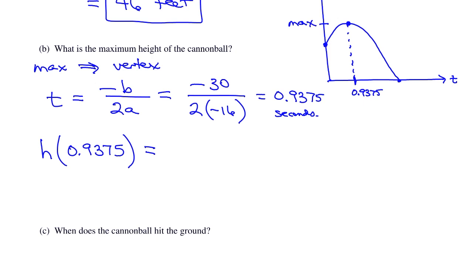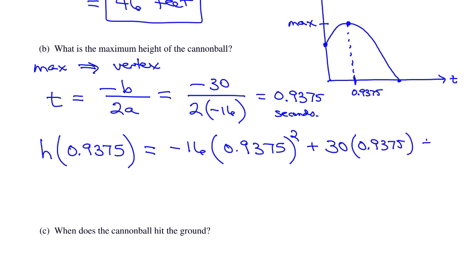We get h(0.9375), and we plug it into the function: negative 16 times 0.9375 squared plus 30 times 0.9375 plus 50. And if you work all that out, you get 64.0625 feet.